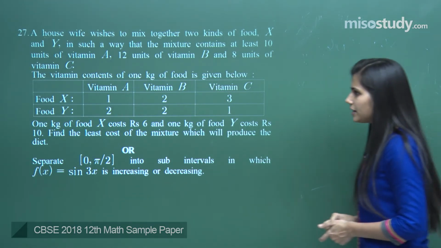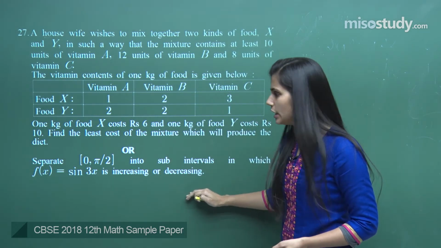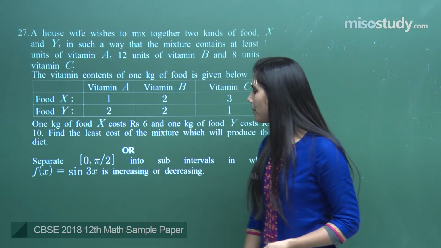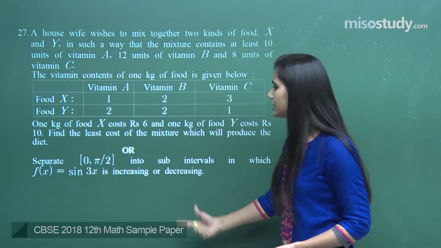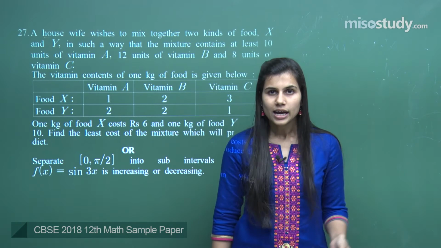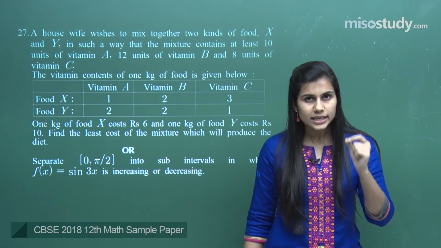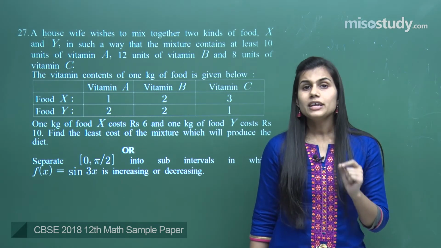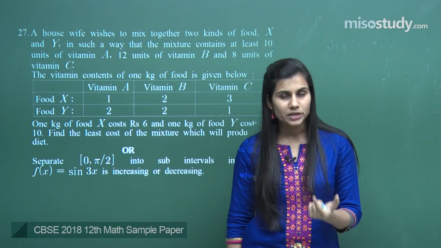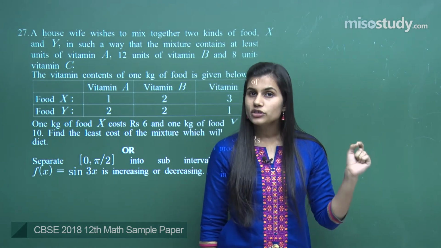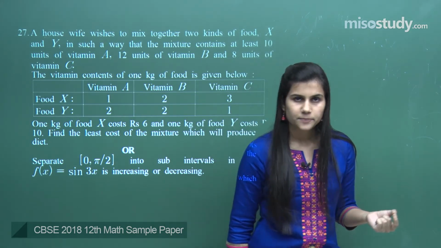So alternatively to this linear programming problem, you have this particular problem which is saying separate 0, pi by 2 into sub-intervals in which the function sine 3x is increasing or decreasing. Again, the increasing decreasing concept is dealt with the derivative, f dash x. Wherever f dash x is greater than 0, we declare the function to be increasing for those particular x's. And for x's for which f dash x is less than 0, we say for those x's, function is decreasing.